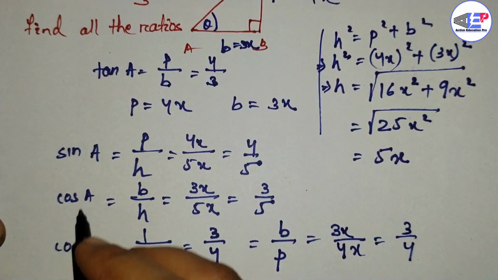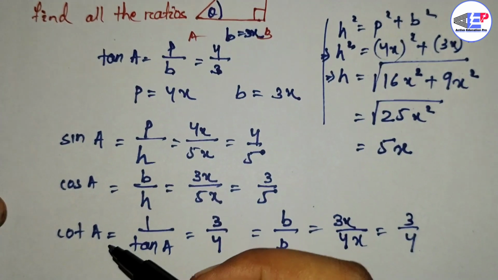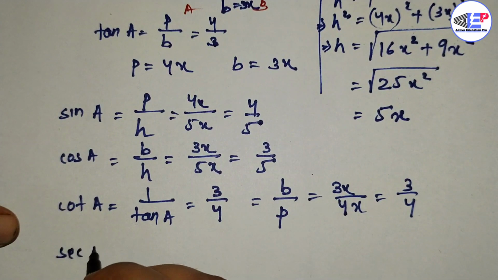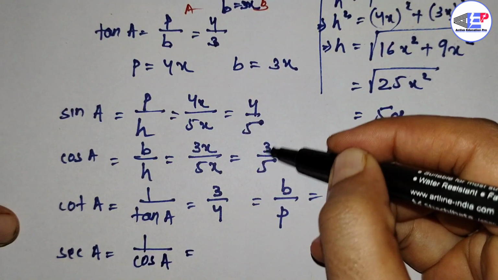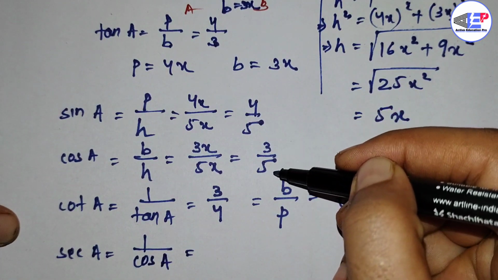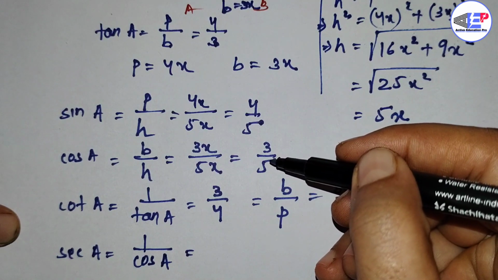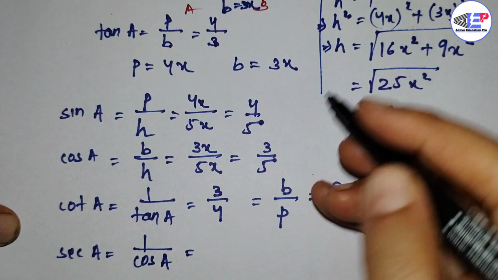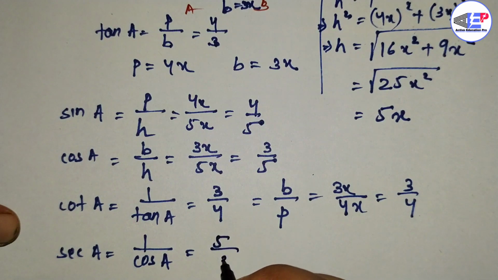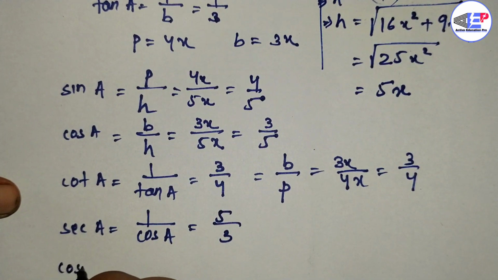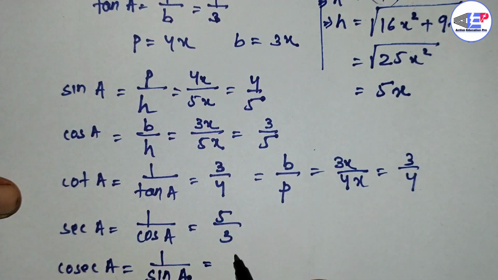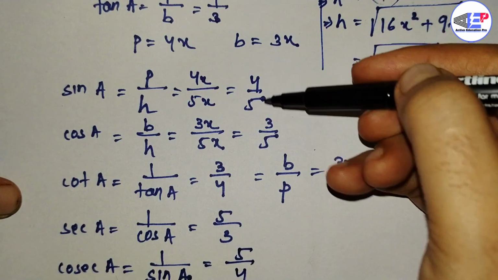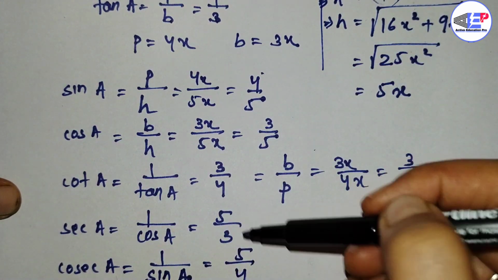Similarly, sine, cos, tan are already done, then cot, and then sec A. Sec A is the reciprocal of cos A. So just change the value: the numerator goes to the denominator and the denominator goes to the numerator when you take the reciprocal of any fractional number. So this is 5/3. Then the last one is cosec A, which is the reciprocal of the sine of the angle. Sine A is 4/5, so this is 5/4. So these are the remaining trigonometric ratios.